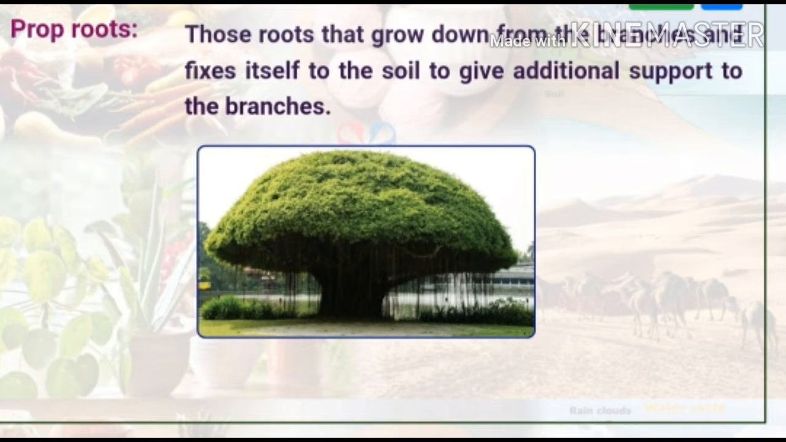Prop roots. Those roots that grow down from the branches and fix themselves to the soil to give additional support to the branches are called prop roots. For example, banyan tree. Banyan tree has prop roots. You can see in the pic the hanging aerial roots which are arising from the branches of the banyan tree. So these are prop roots.